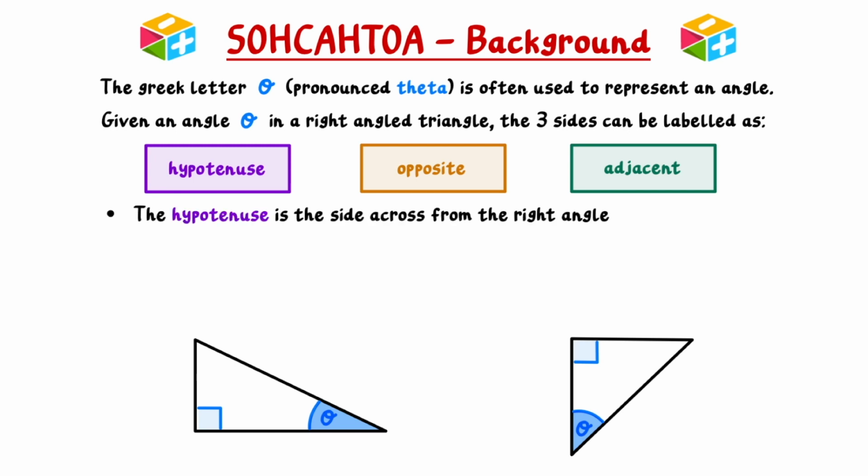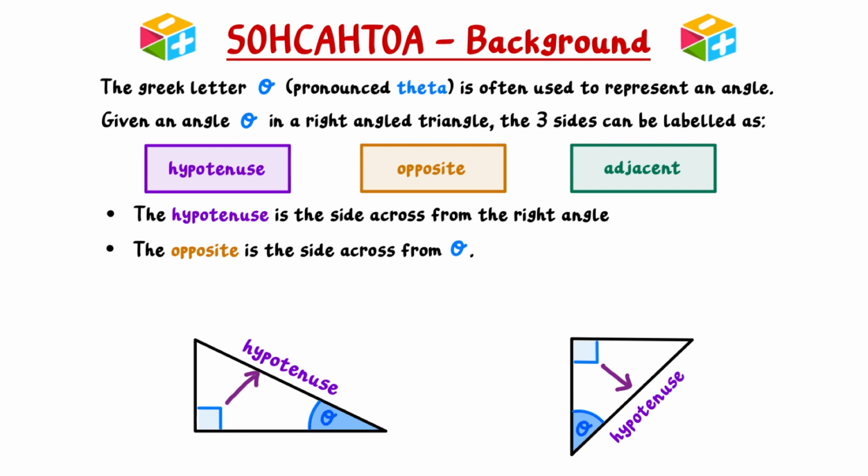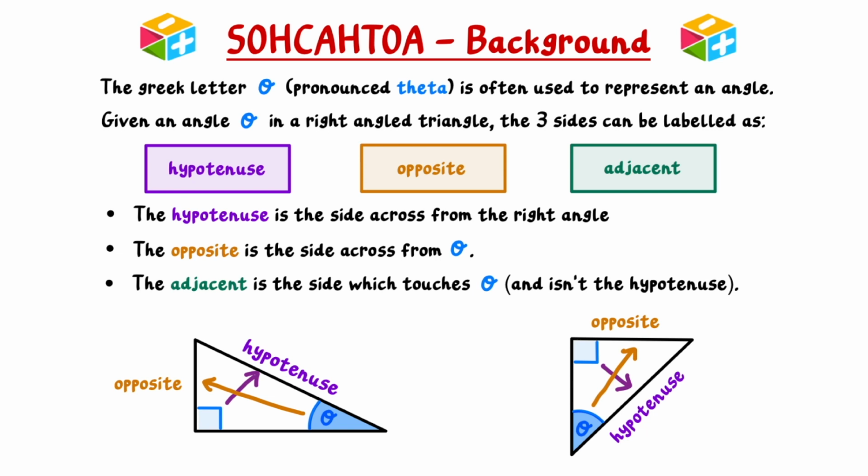The hypotenuse is the side across from the right angle. The opposite is the side across from our angle theta. The adjacent is the side which touches theta and isn't the hypotenuse. Let's get some practice applying these definitions.